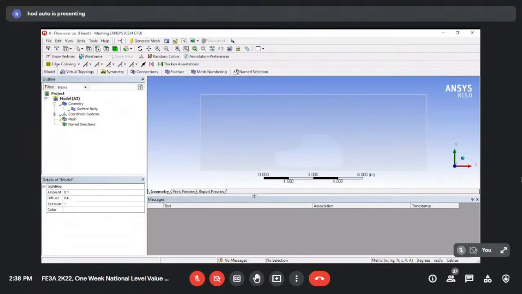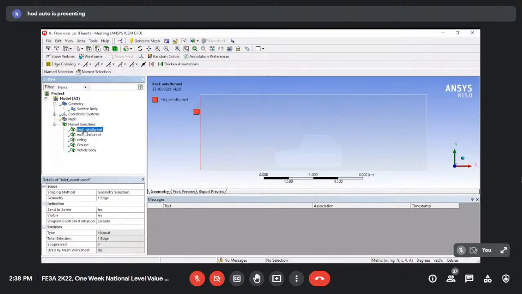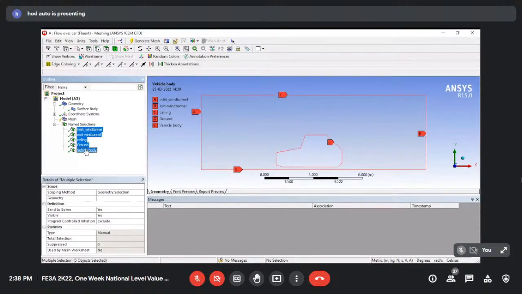Two-dimensional is easy to understand. Three-dimensional, when you're doing it, you should go for thin surface and then keep it in a cuboid. You have to use Boolean operation. You have to subtract one volume from the other, ask it to retain the particular volumes. You will get the required shapes. But for now, if you look at it, you have inlet, exit, a ceiling, a ground, and a vehicle body. This is what you have.